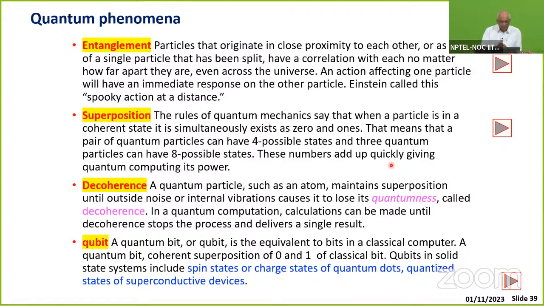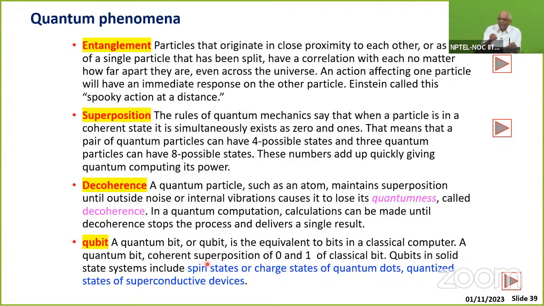Now, decoherence. The quantum particle remains in superposition until it is disturbed by noise, temperature, or whatever, and loses its quantumness. So that is called decoherence. In other words, all your quantum computation has to be made before it decoheres, so it retains the coherent quantum state. And the qubit is unlike the digital 0 or 1, the classical bit. The qubit is a superposition of 0 and 1, not a 0 or 1, but both the states combined together.